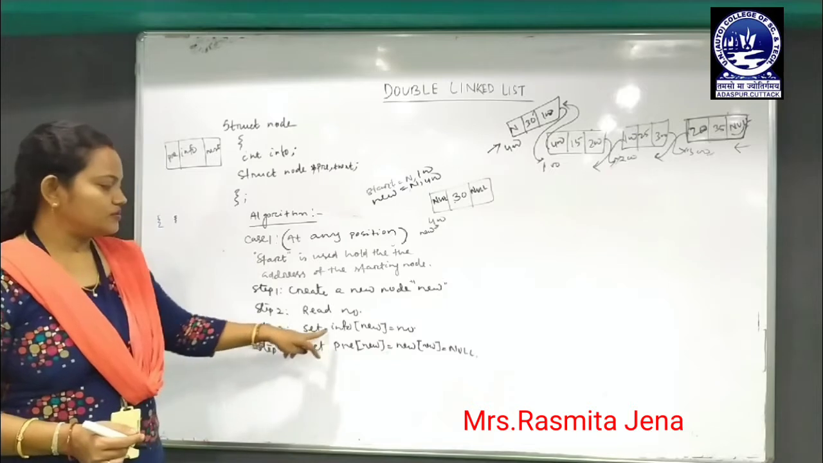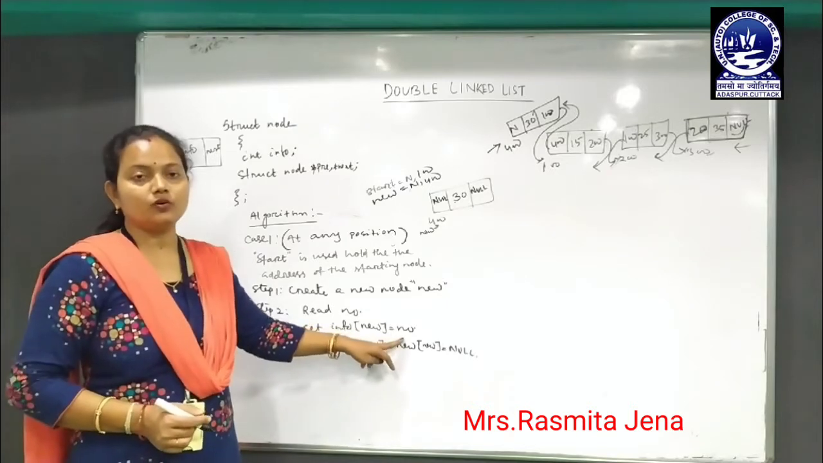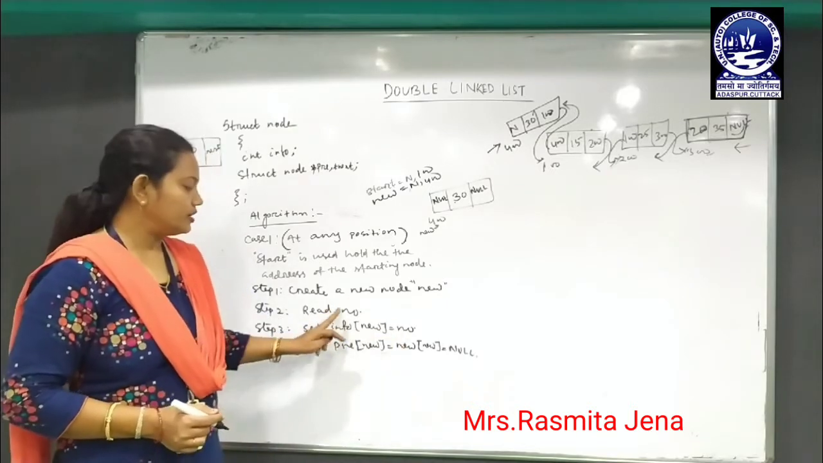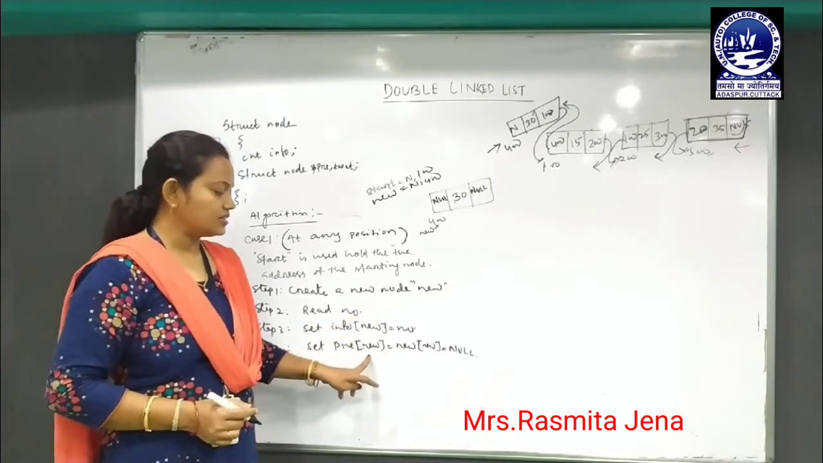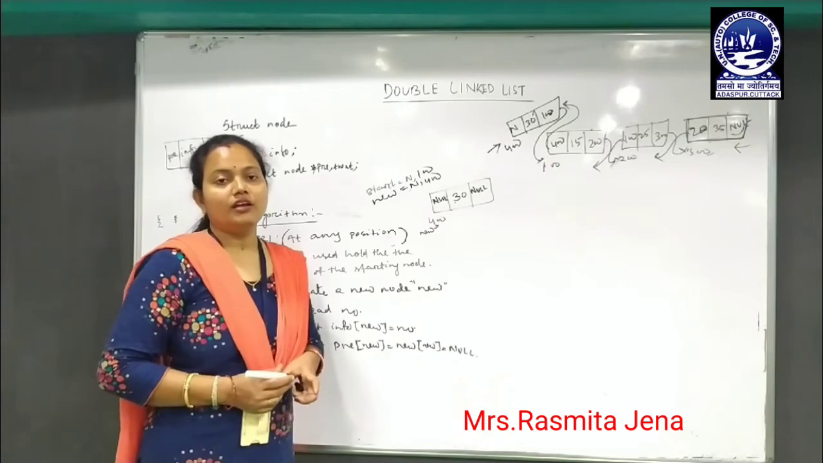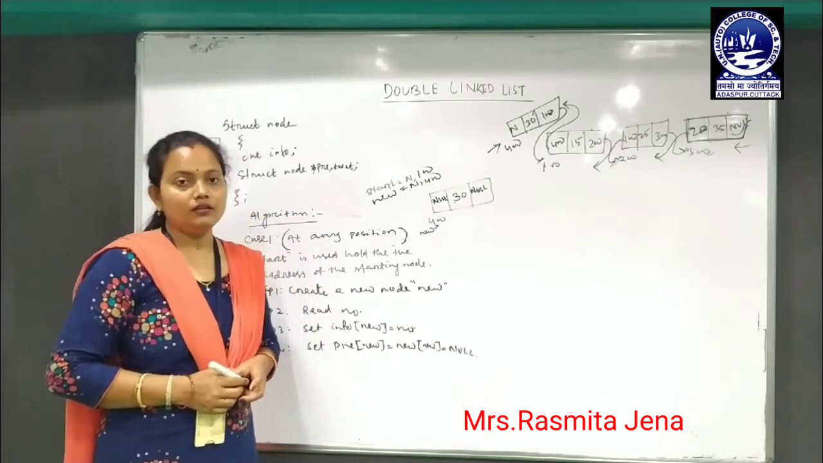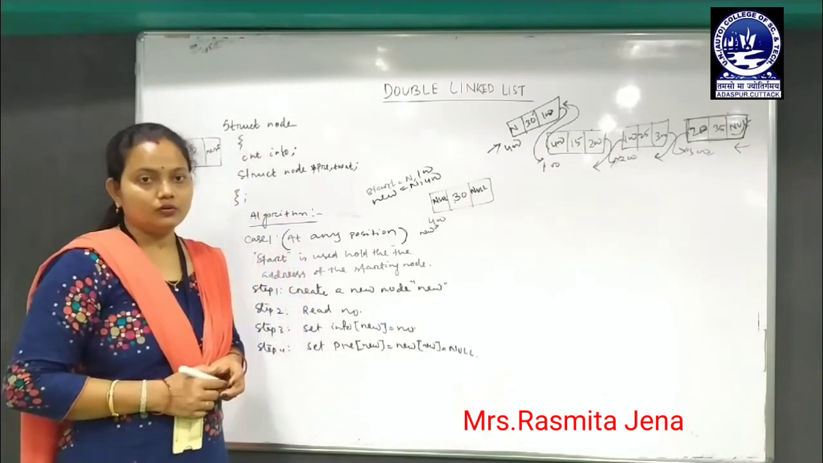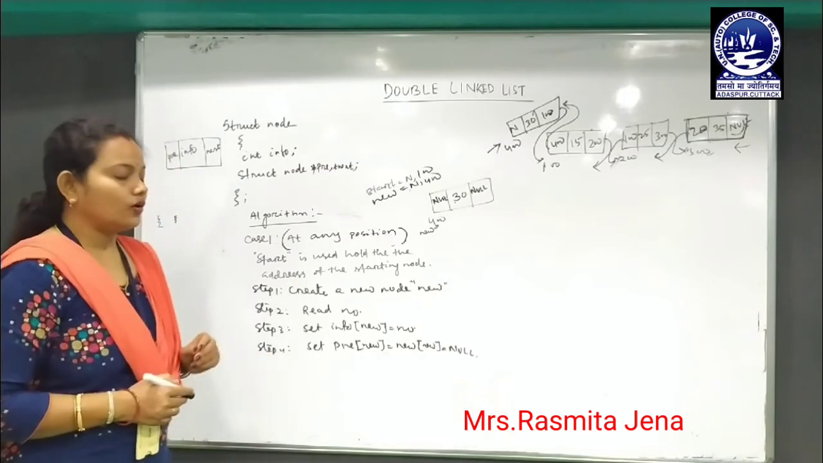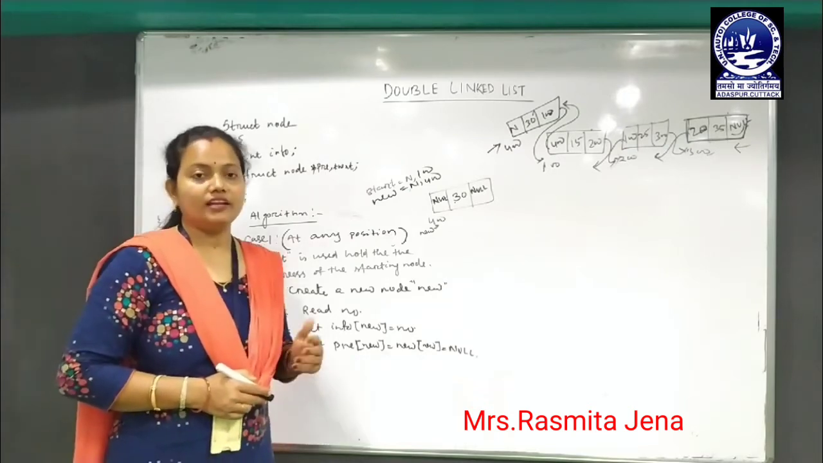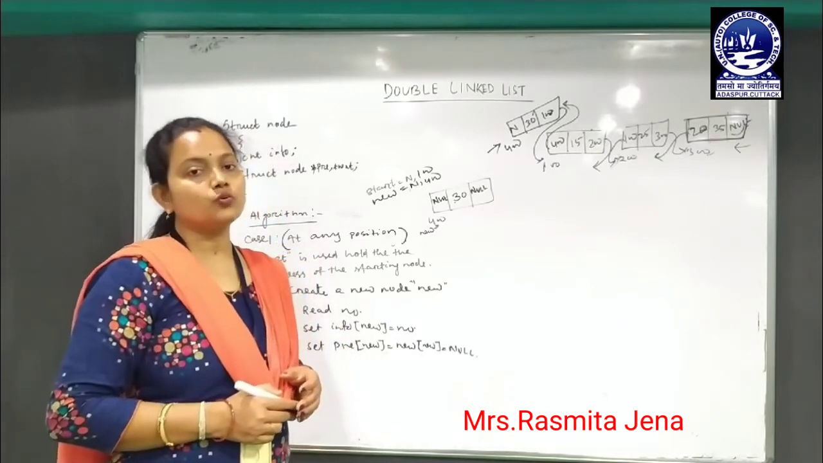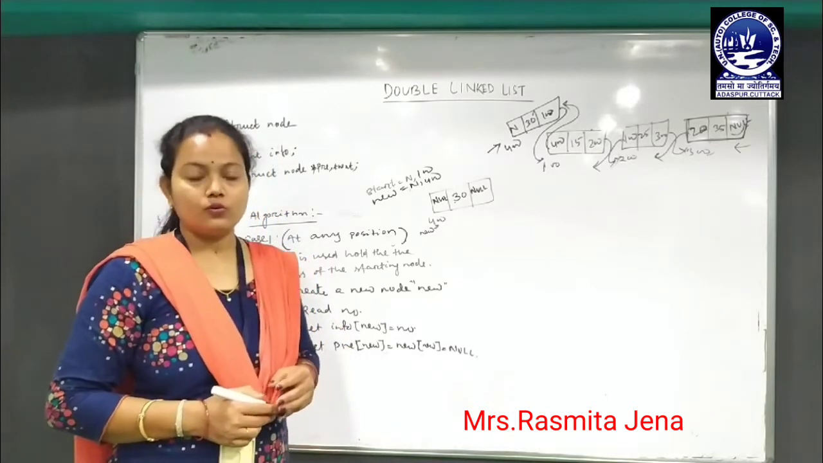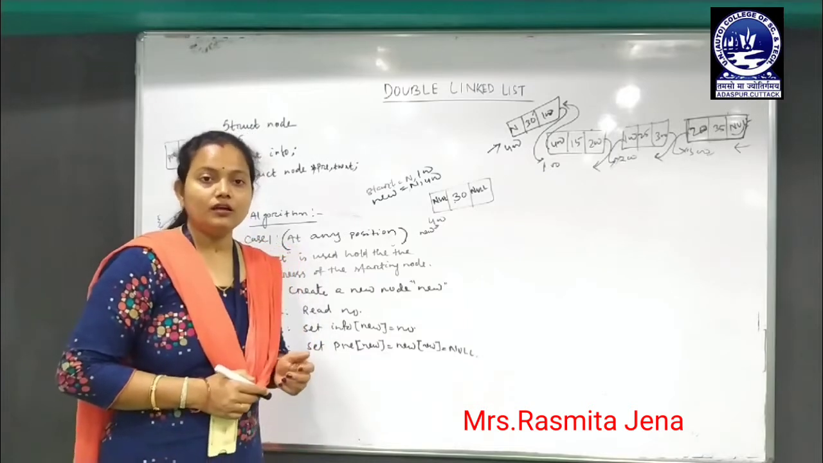The next will be set the info part of the new node by NO, which will be read by the algorithm, and then next will be set the pre and next part of the new node null at the beginning. Okay. So next comes to now we will insert the node at any position. As we are inserting the node at any position, we must have the position value. So for that we will read the position.